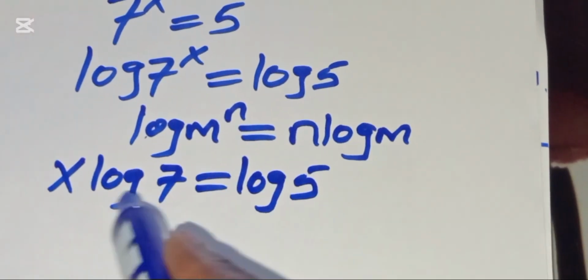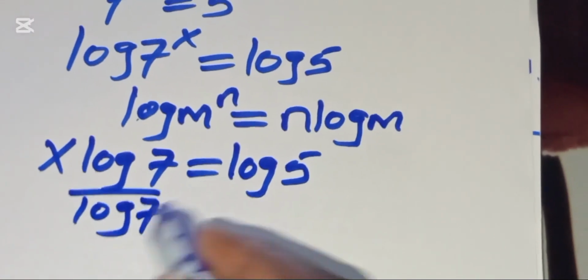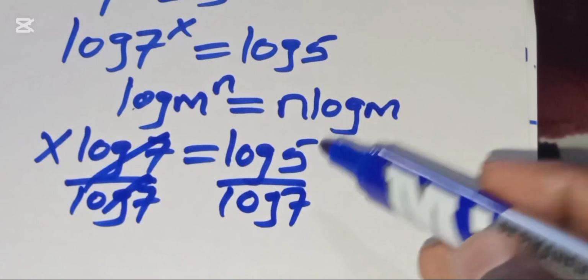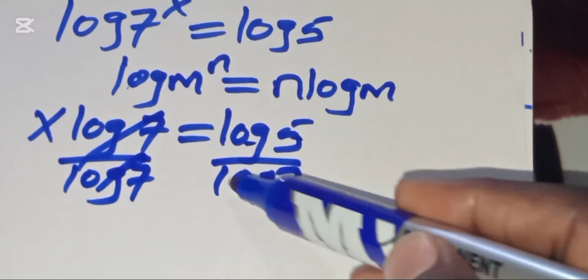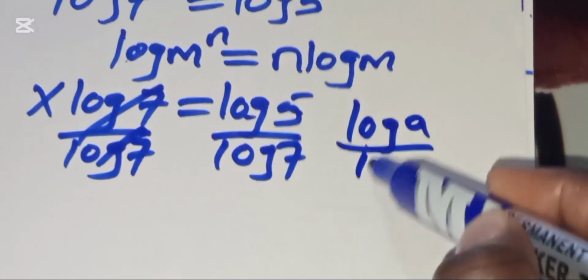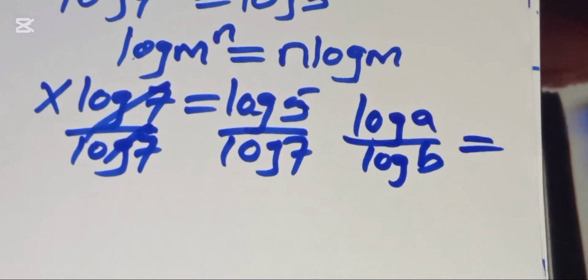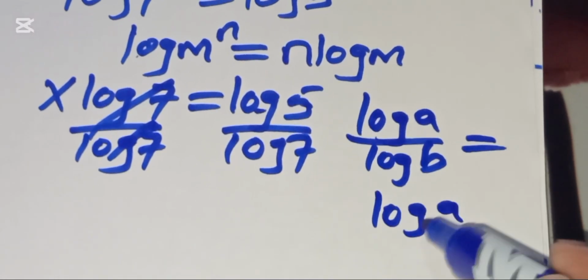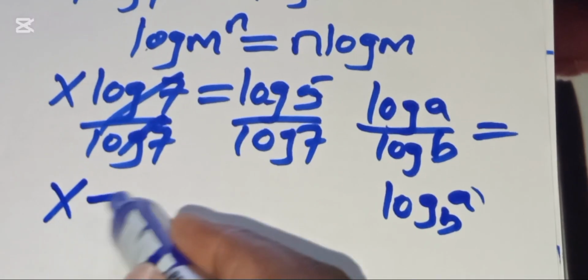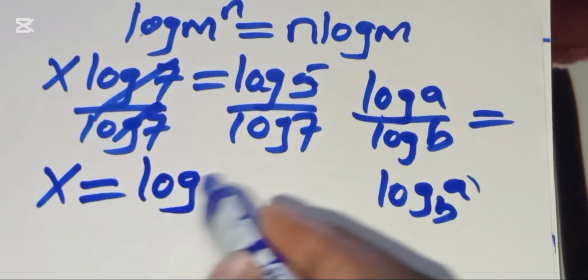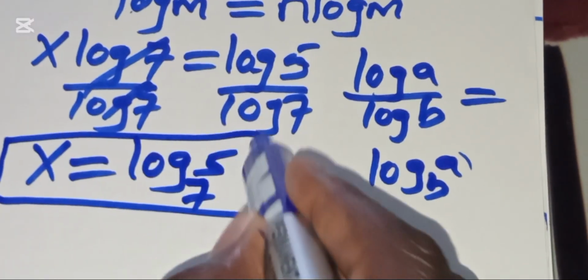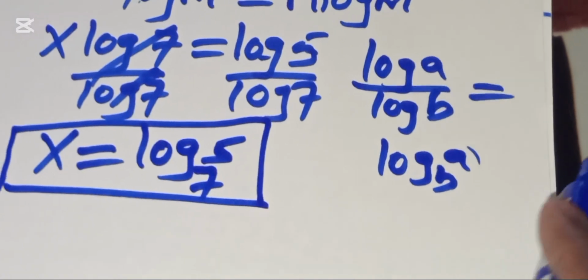So we divide both sides by log 7. From what we have here, log 5 divided by log 7 is in the form of log a divided by log b, which we can express as log a to base b. So let's apply this property, so that the value of x is equal to log 5 to base 7. Now this is the value of x.